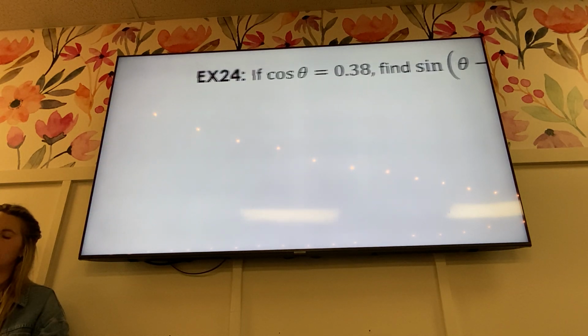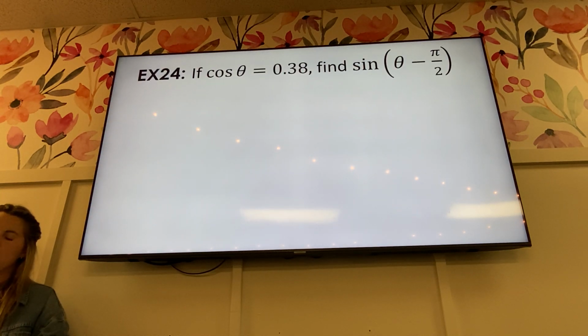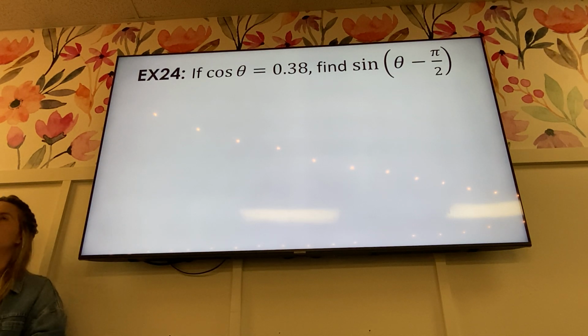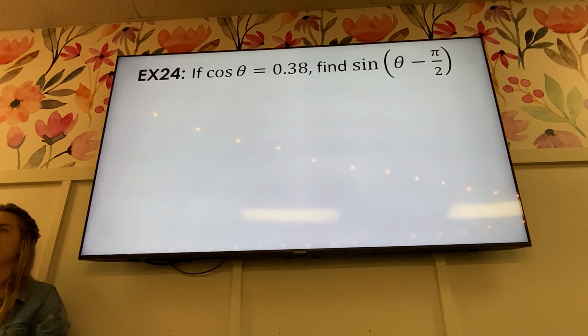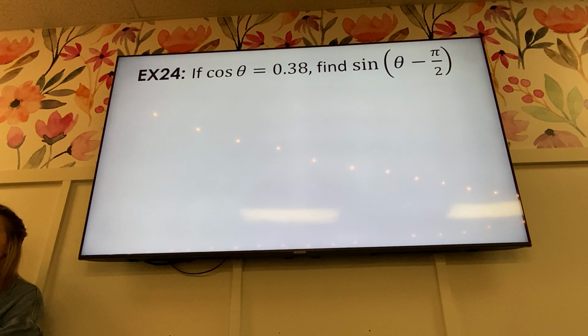All right, so the last one for today. If cosine theta equals 0.38, find sine of theta minus pi over 2. Now, what is wrong with sine theta minus pi over 2? The theta's on the inside. Yeah, the theta and the pi over 2 are flipped. So normally we have pi over 2 first. Does that make sense?